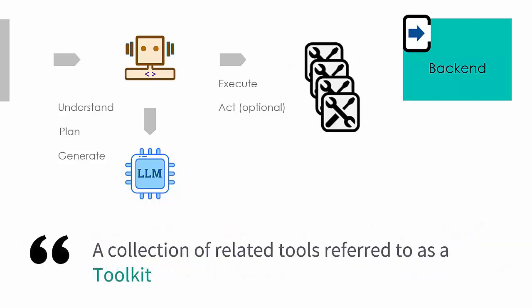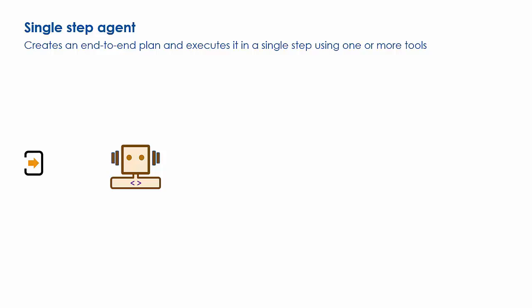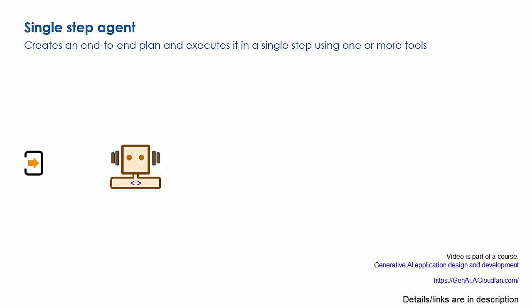A collection of related tools is referred to as a toolkit. For example, a file system toolkit consists of multiple tools such as a tool for reading a file, a tool for writing a file, a tool for deleting a file. A single-step agent involves completing a task or query by generating a plan and then executing it to generate the output. Both planning and generation are carried out in a single call to the agent.